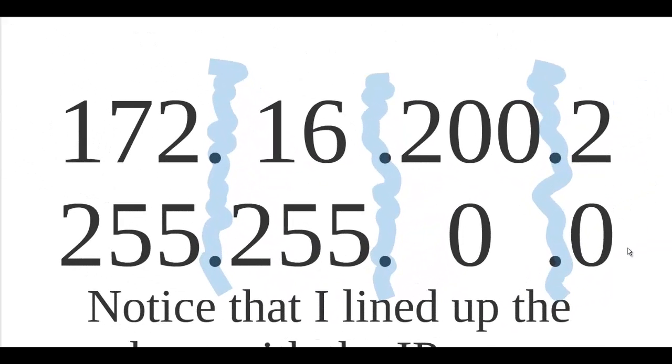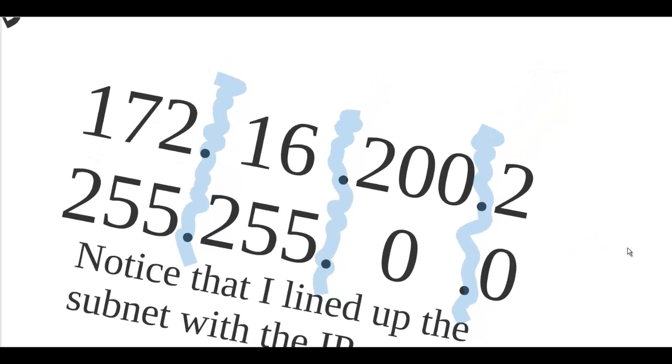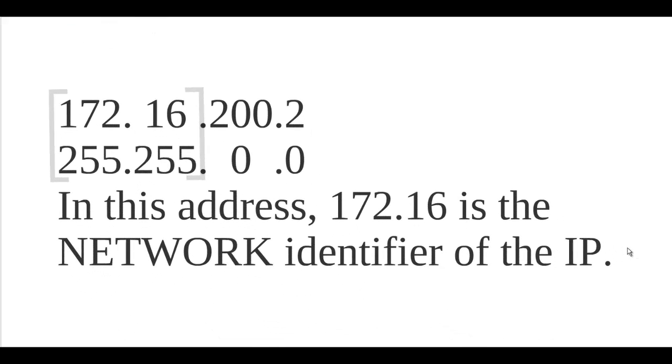So let's look at one example. We have an IP address of 172.16.200.2 with a subnet of 255.255.0.0. Now I want you to notice that I've lined up the IP address directly above the subnet mask, even though I've actually added some spaces. I did that for a reason. So I'm going to look at this IP address here once again. 172.16 is the network and 200.2 is the host.